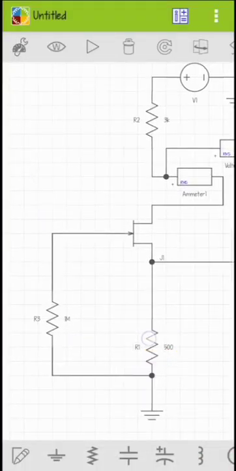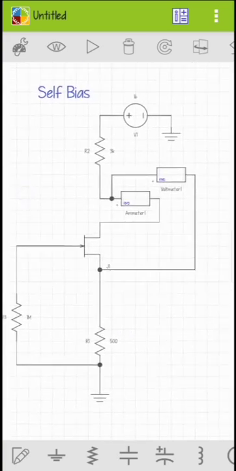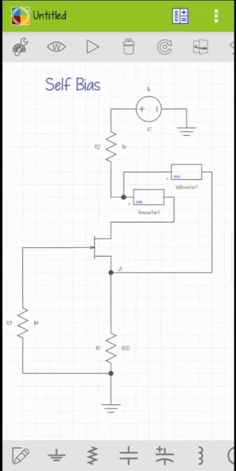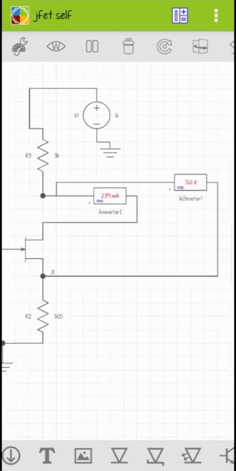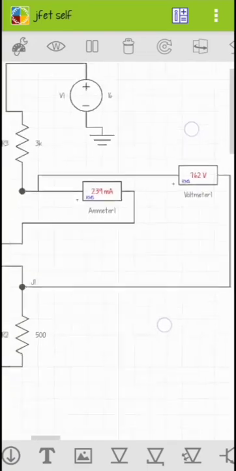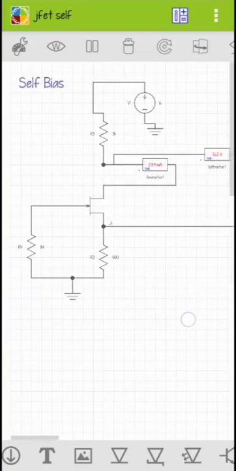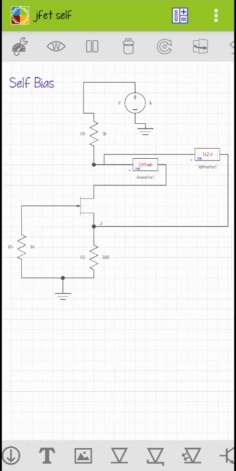And that's it. This is circuit for self-biasing of FET. Now we can run the circuit. Here we got the ID value as 2.39 milliampere and for VDS we got 7.62 volt, and that's it.